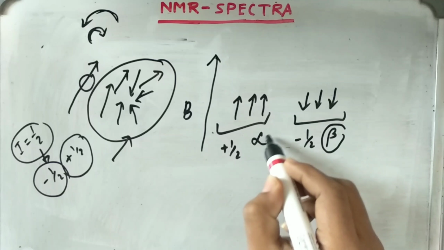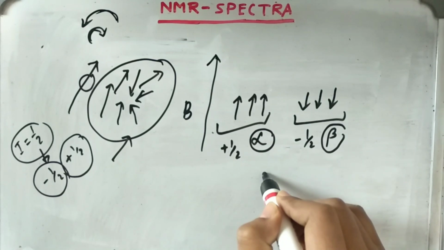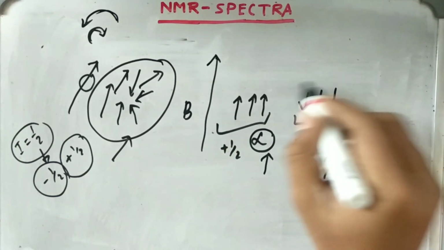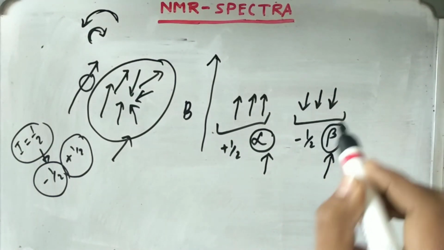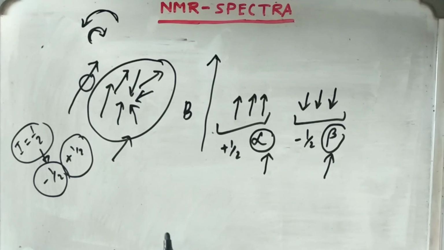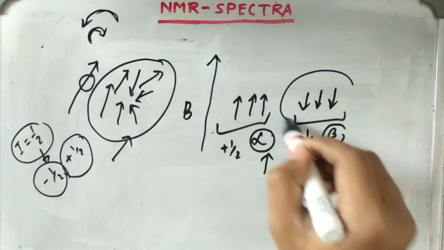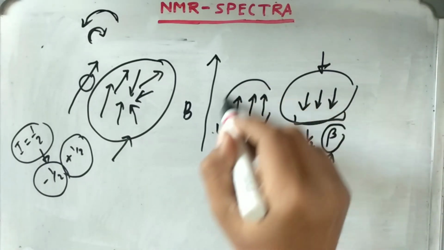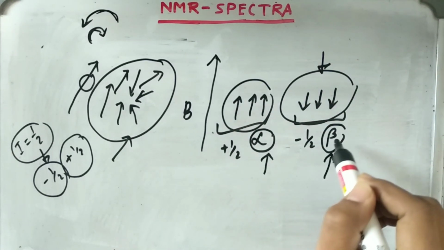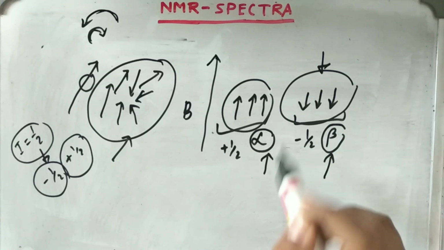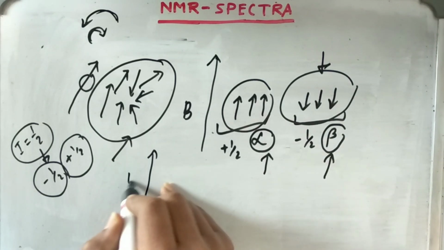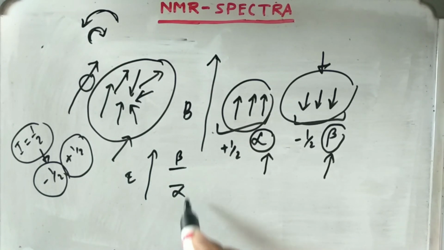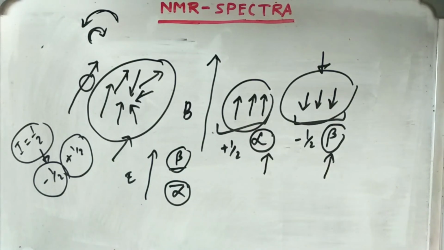So this is the beta spin state, this is the alpha spin state, and the alpha spin state is much more stable than beta because it aligns with the field and beta doesn't. Because of this, the beta spin state will be higher in energy because it is not stable, as it is not aligning with the externally applied magnetic field, whereas alpha is aligning. That is why alpha is stable and beta is unstable, and an unstable system has higher energy. So if we consider the energy diagram, this will be beta, this will be alpha. Alpha is more stable than beta.